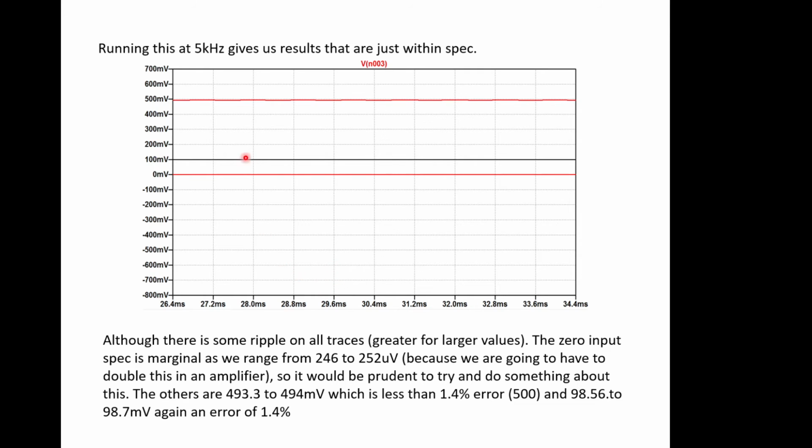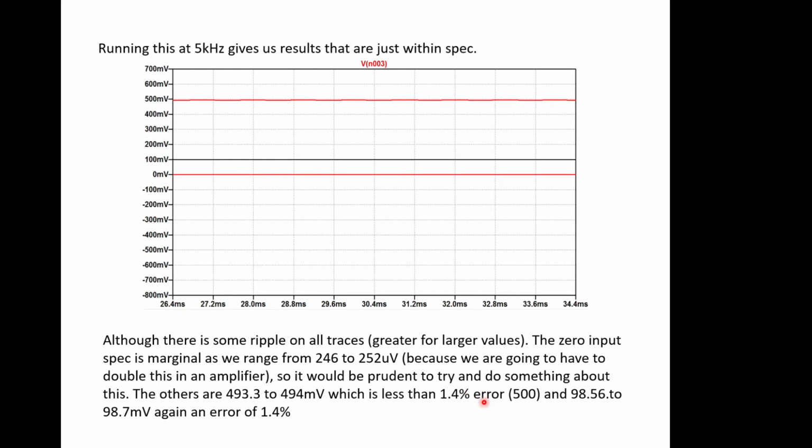So if we run this at 5 kHz, we get results that are just within our specification, and you can start to see there's a little bit more ripple on this top trace. Probably can't see it, but it's there. The zero input spec is marginal, as it goes from 246 to 252 microvolts, and this will have to be amplified because the output here is only 500 millivolts, so to get that up to 1 volt we've got to put it through an amplifier with a gain of 2 in this state, because the average is no longer 2 V peak over pi. So if the error here is 246 microvolts, it gets doubled in the amplifier, so we're getting quite close.